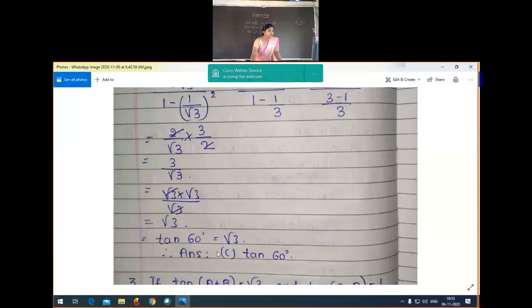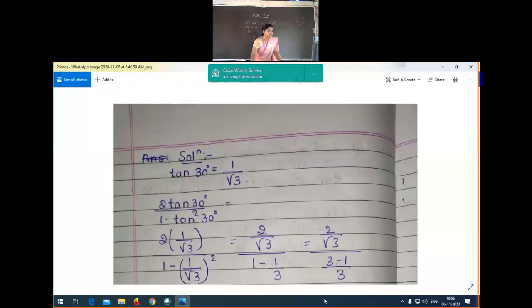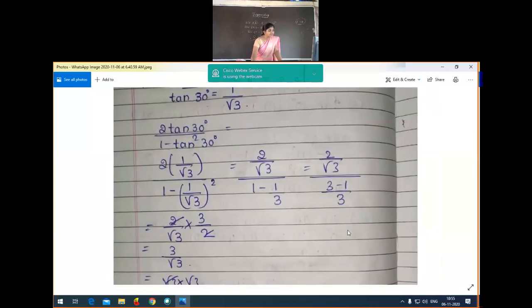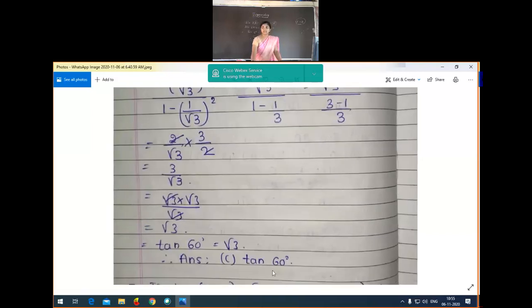For what value will you get root 3 as the answer? Tan 60. Here you have to see the options actually. Options are cos 60, sin 60, tan 60, sin 30. Here we got the final answer as root 3. Tan 60. Yeah, the answer is tan 60. For tan 60 you will get root 3 value.